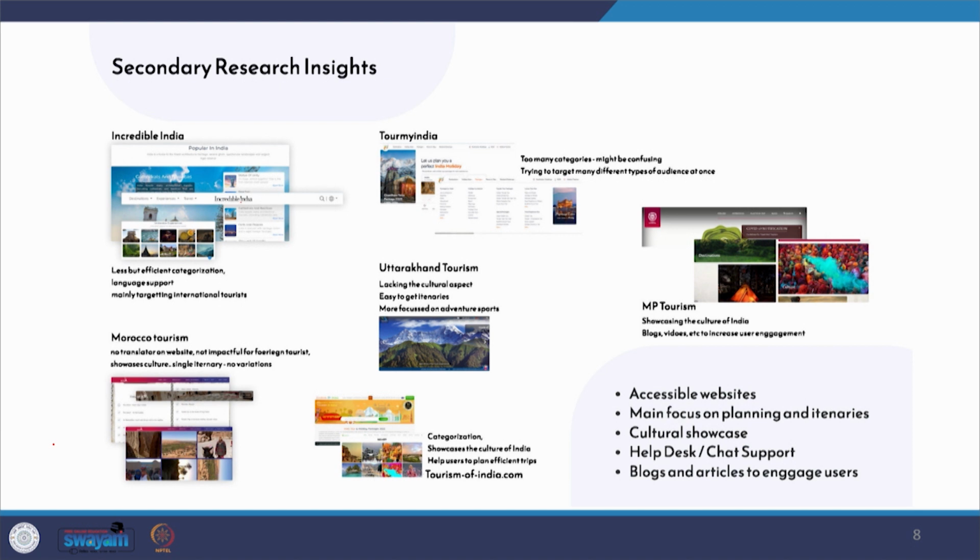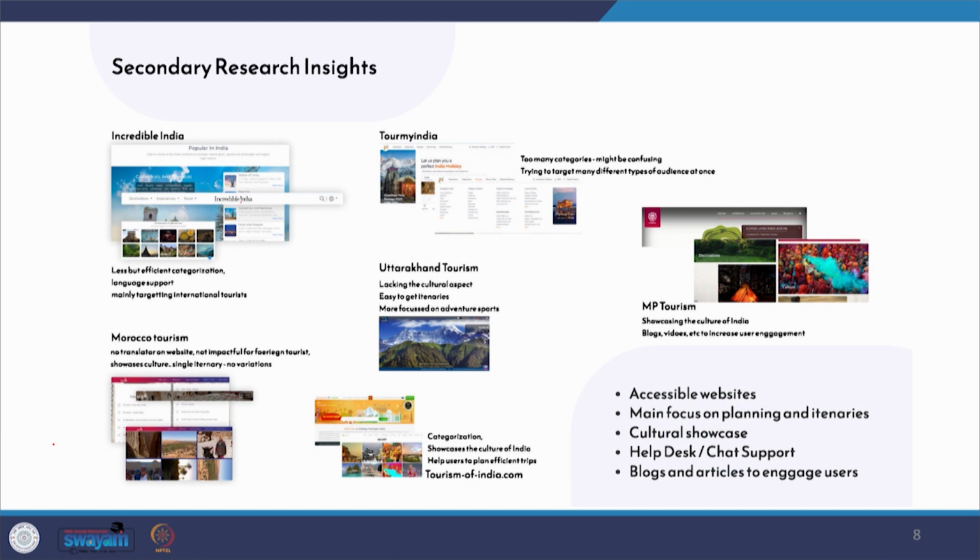So it is less but efficiently categorized, like for example the Incredible India website. It gives language support and it mainly targets the international tourists. So it is basically like doing a small case study to understand what are the positive aspects which can be used, we can also use them, and what are the challenges or problems that we will need to avoid when we are designing our own work.